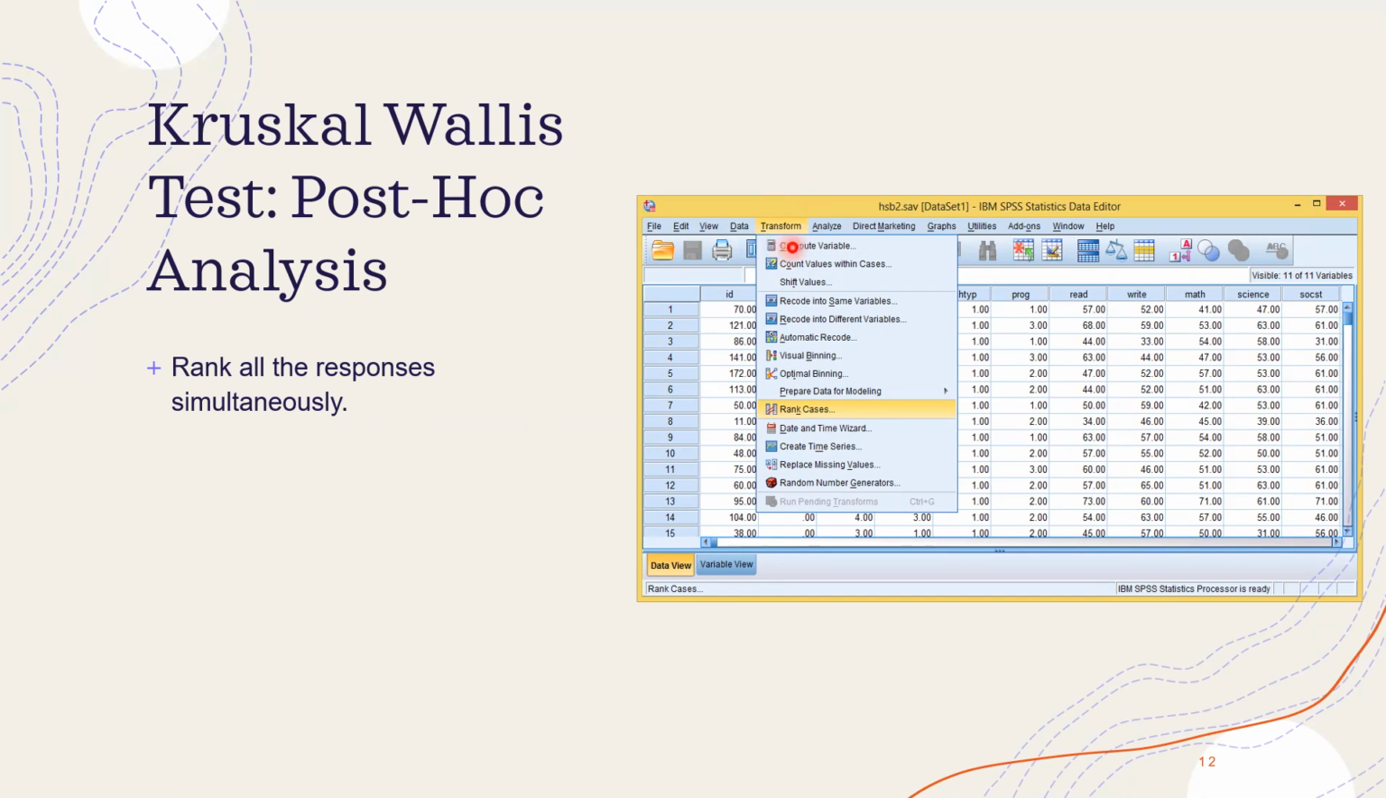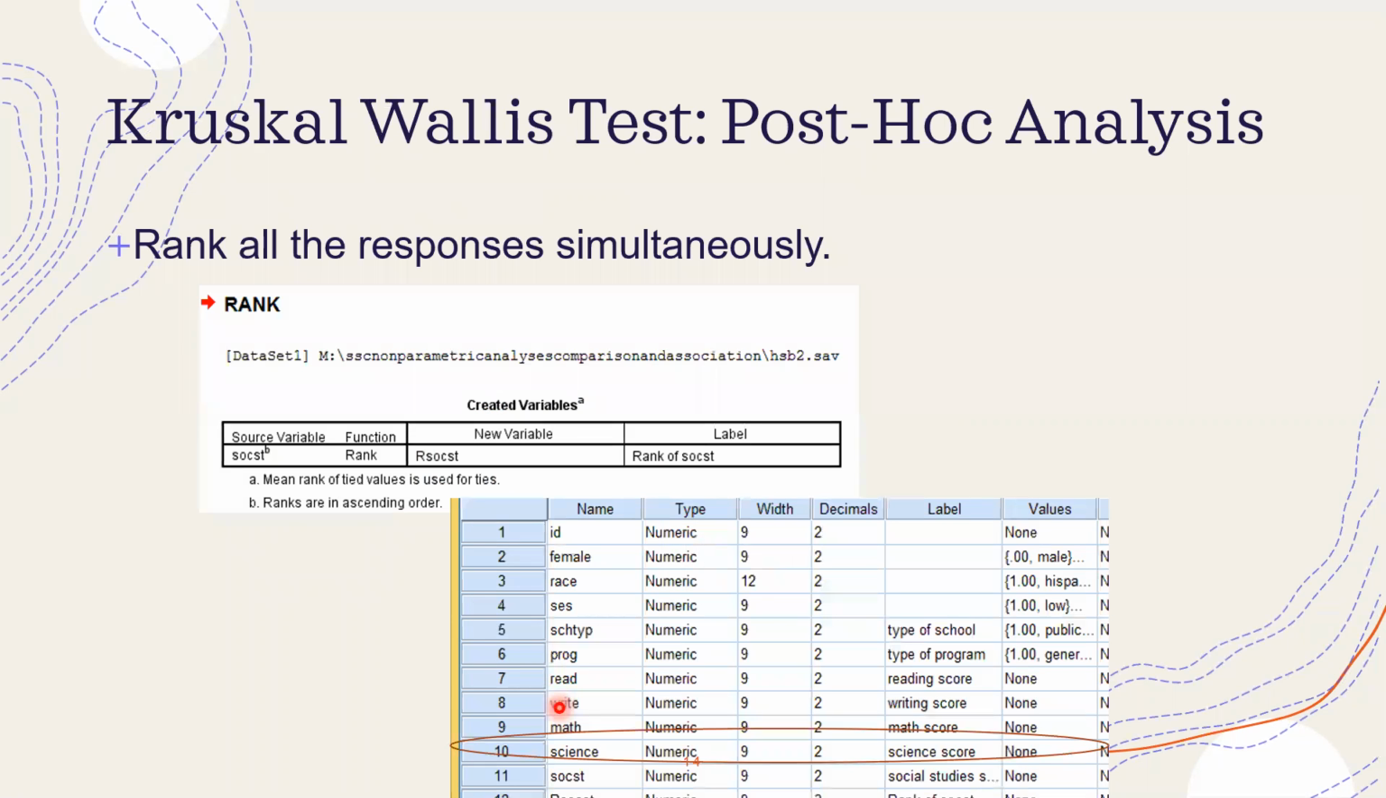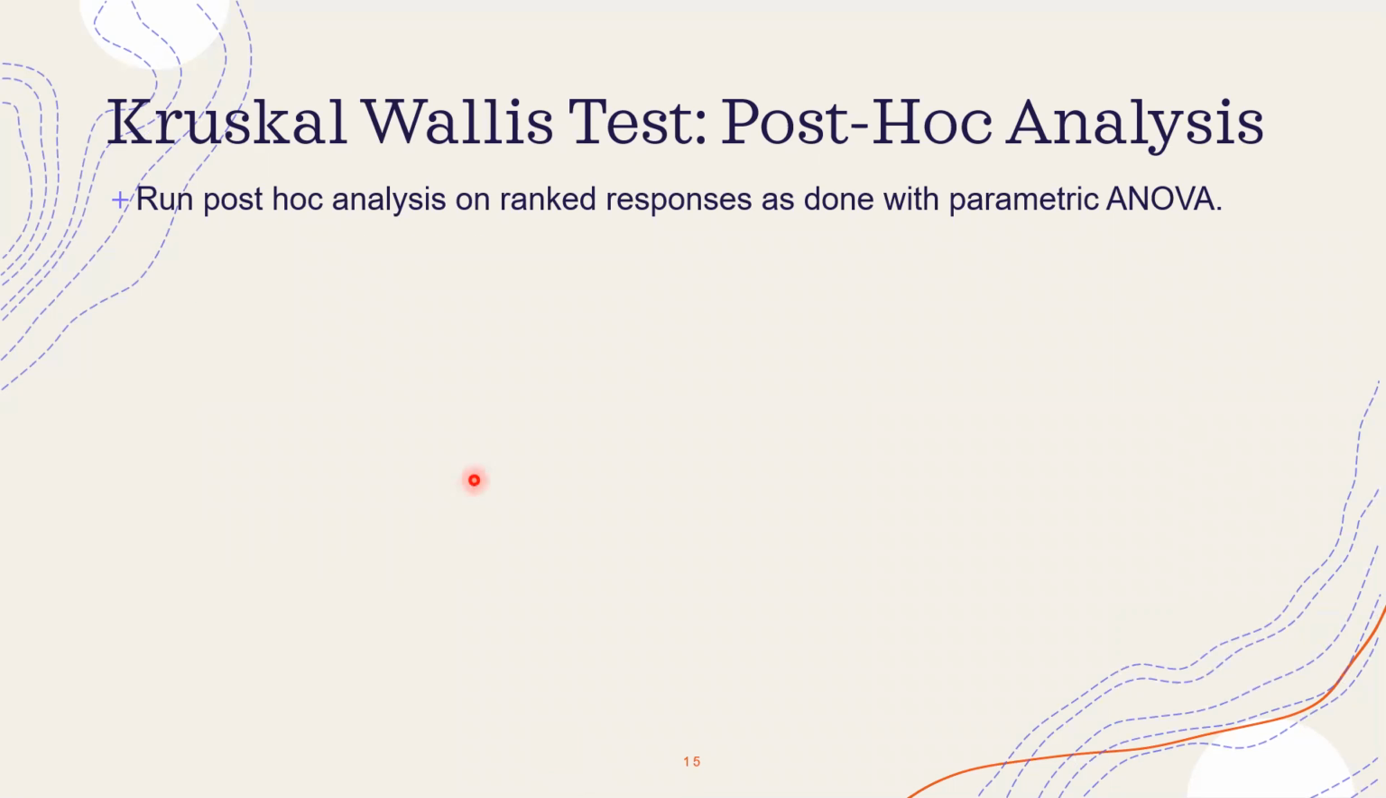So for ranking our response variable, which is the social studies score, in SPSS we have the option of Transform, and in Rank Cases, we will have to provide the variable, which is the social studies score, in the variable box, and we do not have to touch any other option. We will press OK simply. When you press OK, SPSS will generate a new variable, which is RSOST.